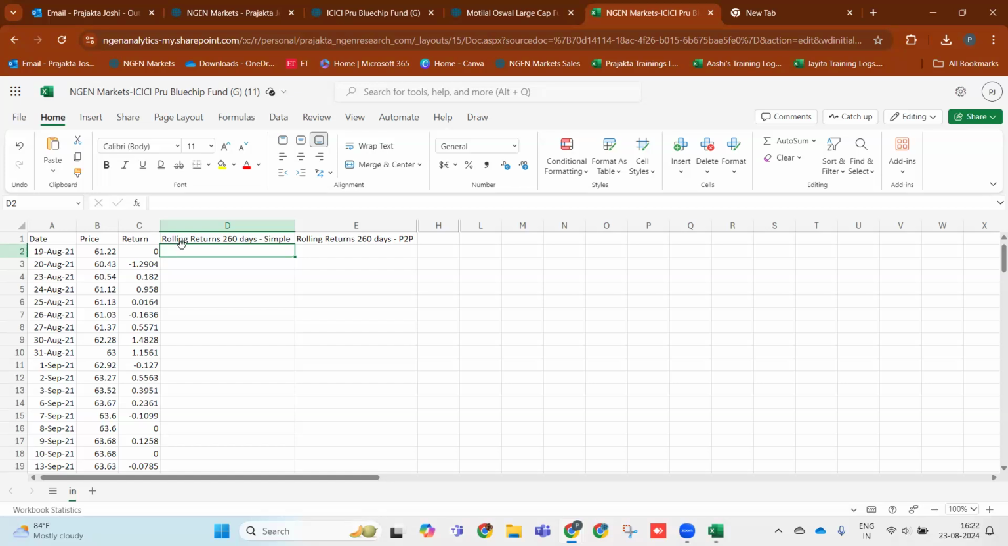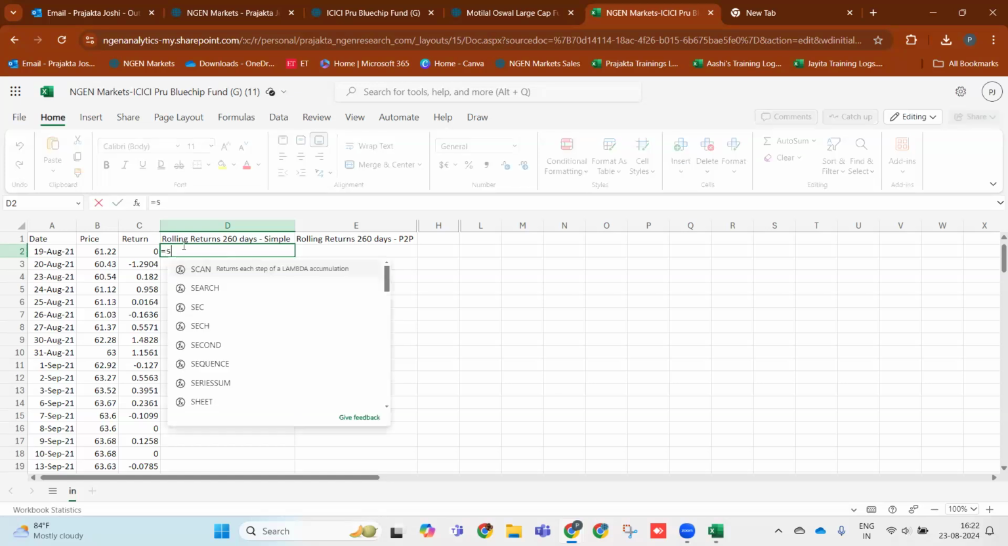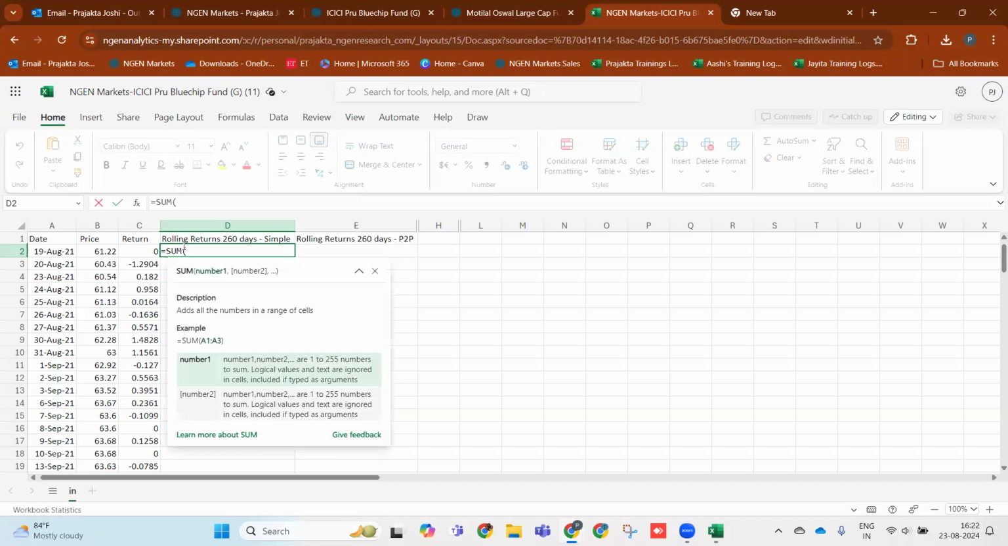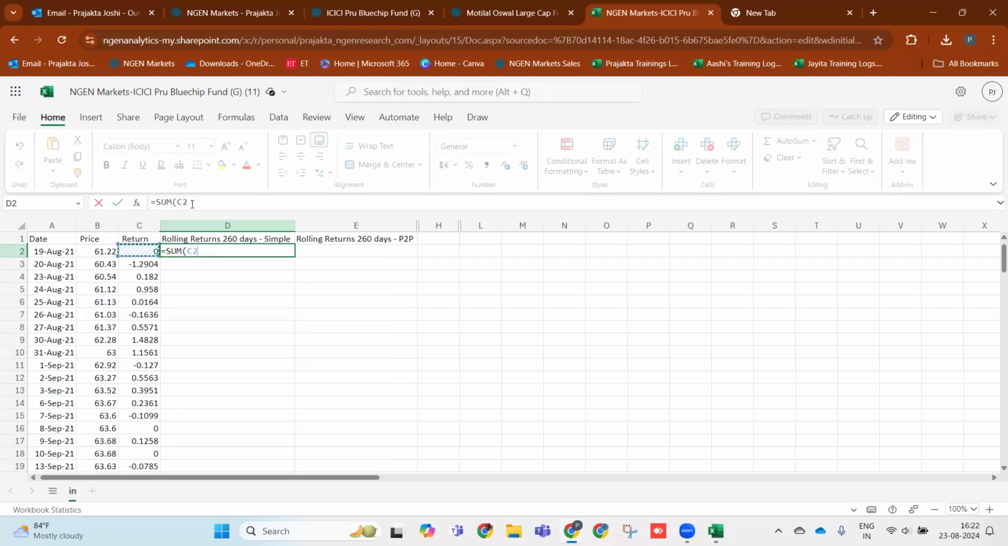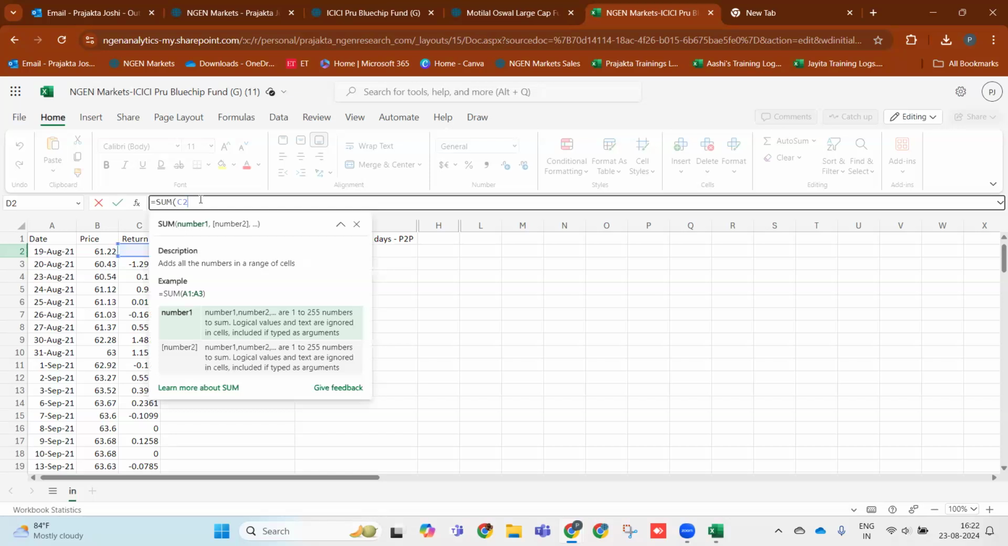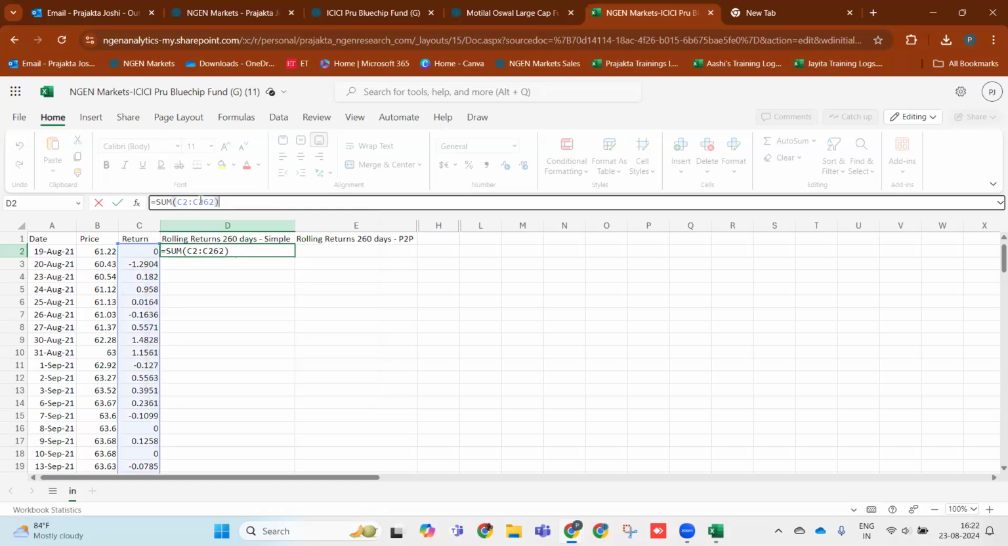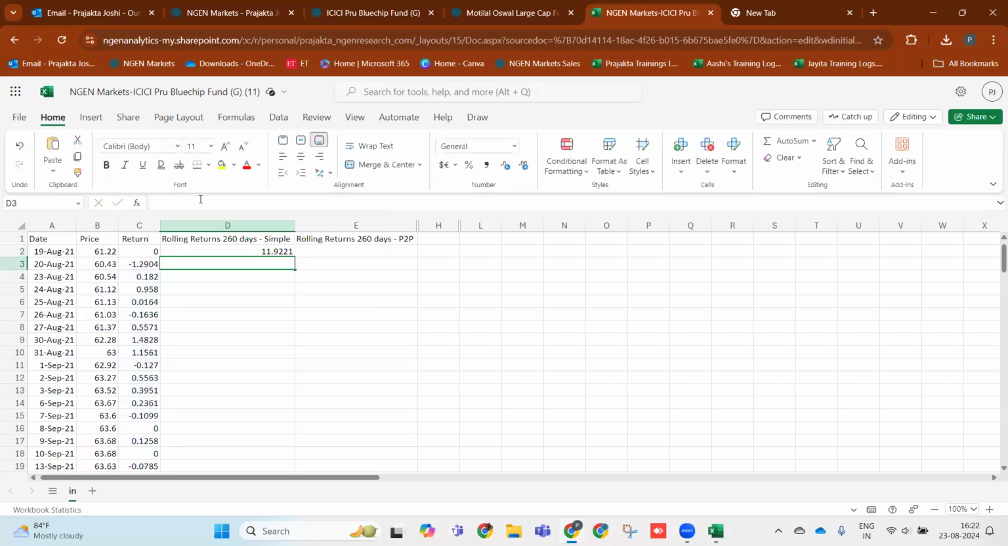So how will you build that into an Excel sheet, right? So is equal to sum, take the first return, so that's C2, and we have to go until C262, right? The data that we get right here is 11.92%, right? So I'll just remove extra decimals. So that's 11.92. Let's see if this matches right here.